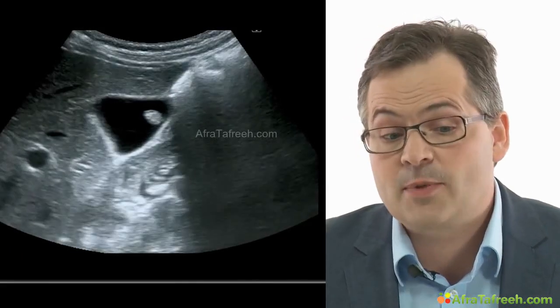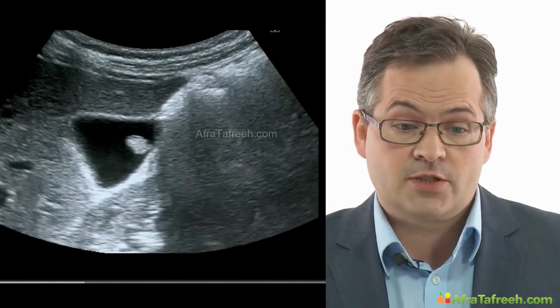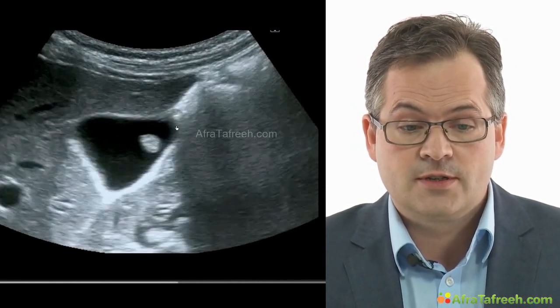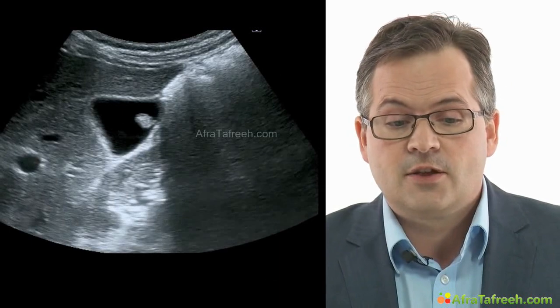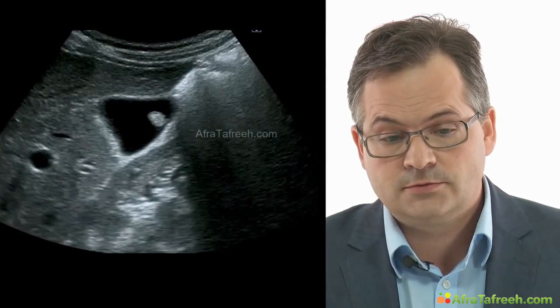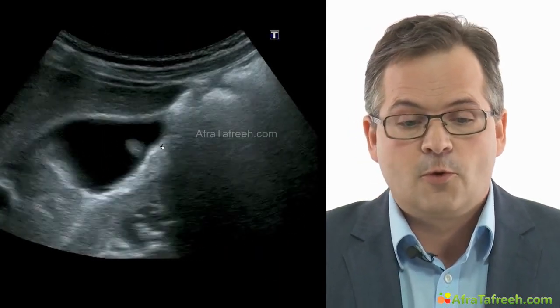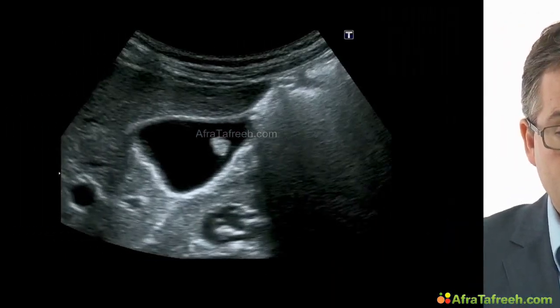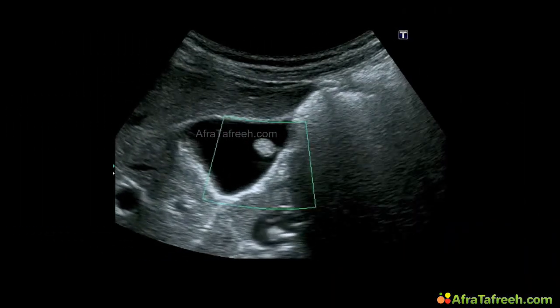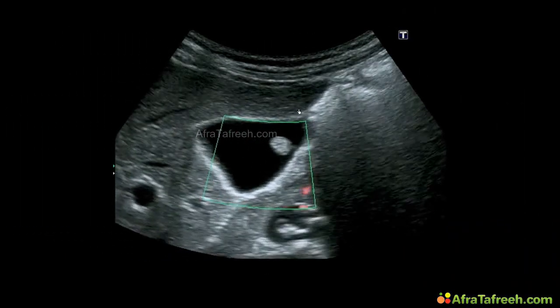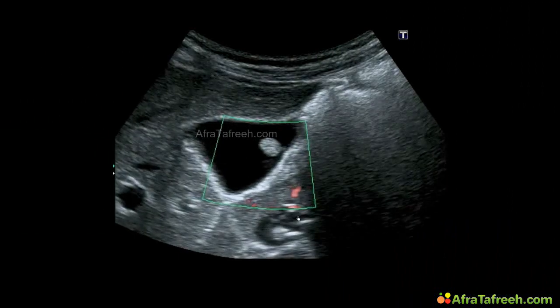And let's see what happens when we change the position of the patient. The tumor remains on this segment of the wall. Even when I try to bounce the gallbladder, it remains in this region.